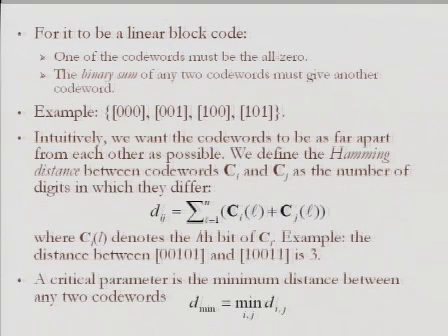So binary sum is this. 0 plus 0 is equal to 0. 0 plus 1 is equal to 1. 1 plus 0 is equal to 1. And 1 plus 1 is equal to 0. Okay? This is binary sum. So it's modulo 2 sum.